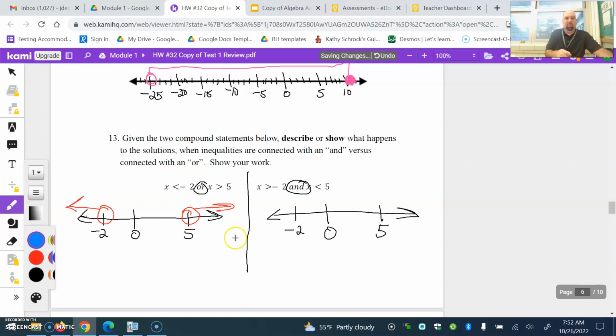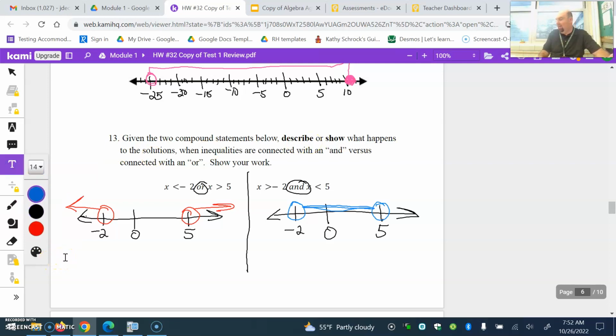That's the "or." For "and," x is greater than negative 2, so I'm going to put an open circle on negative 2, and x is less than 5. I'll put an open circle here, but this time they're connected going towards each other, okay? Now, you could describe what you did in your number lines if you wanted to do the describe, but you don't have to do the describe. So let me show you how you could describe it, or what they would look for in a good description.